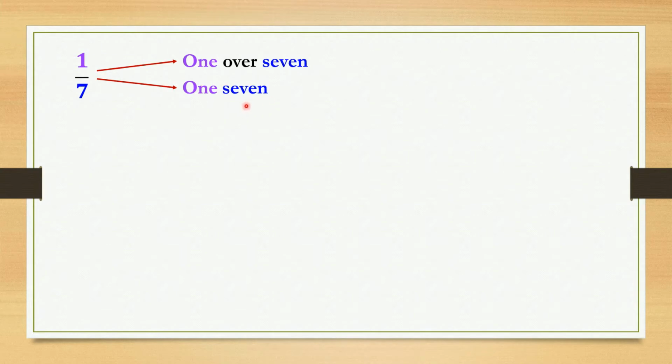But we are not done yet. Next to the denominator, we add in the end th, and this fraction we read it one seventh. The th we pronounce it like th, and we read it one seventh.